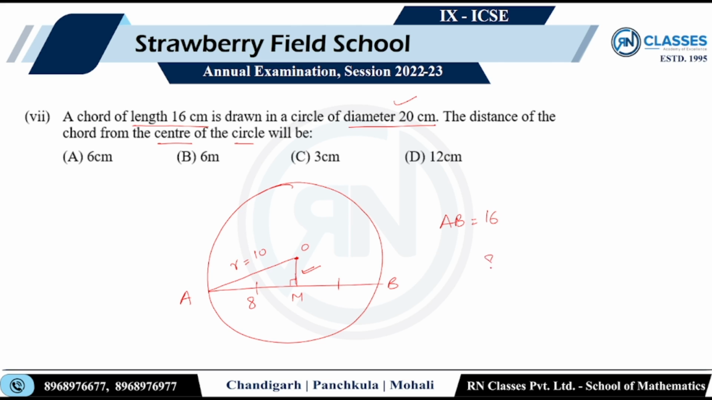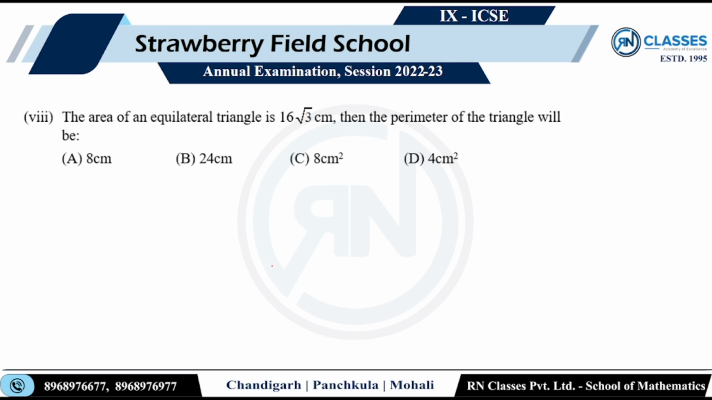Wonderful guys. Apply the Pythagoras theorem. 8 square plus OM square is equal to 10 square. So OM square will be 100 minus 64. That is 36. So OM will be 6. B part is the right choice. Next, the area of an equilateral triangle is 16 root 3 centimeters. Okay.